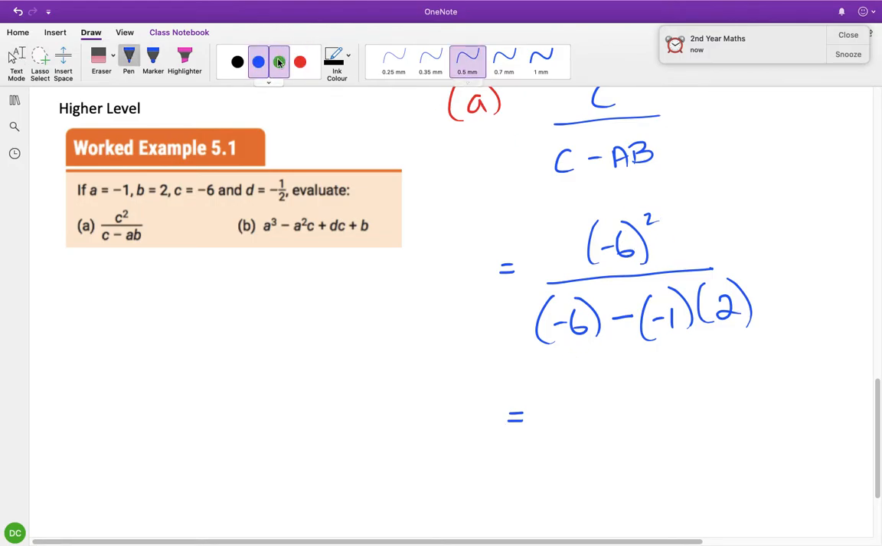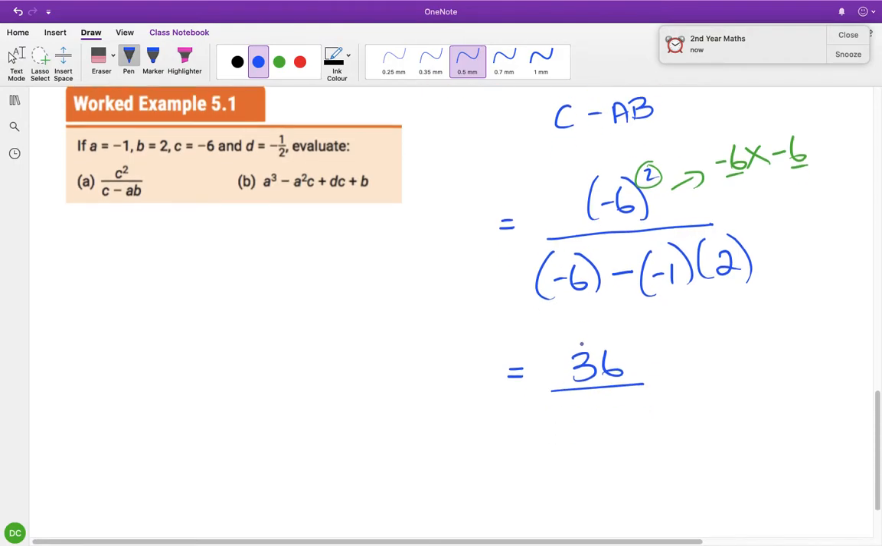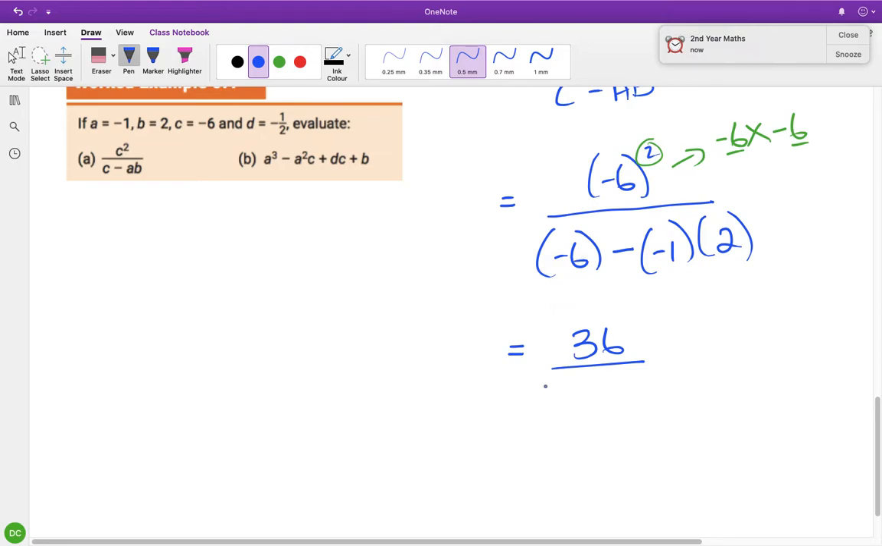So minus 6 squared. To square something means to multiply it by itself. So I'd have 2 minus 6's and you multiply them. When you are multiplying and the signs are the same, you get a plus. So these signs are the same, so that's a plus, and 6 times 6 is 36. Now the bottom line. The minus 6 is just there by itself. There's nothing before it, so I'm not multiplying it by anything, so it doesn't need the bracket.